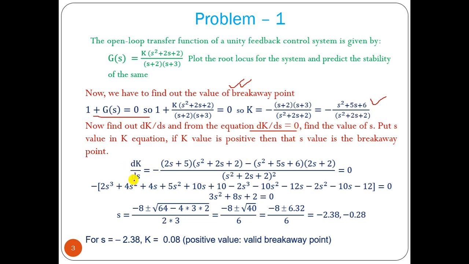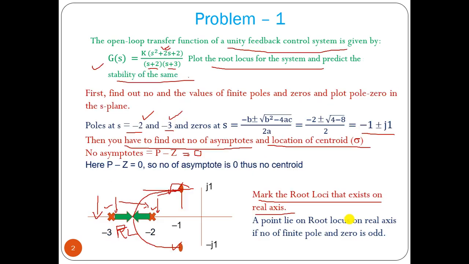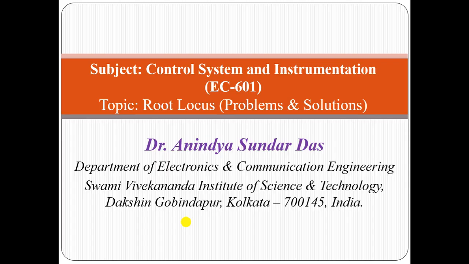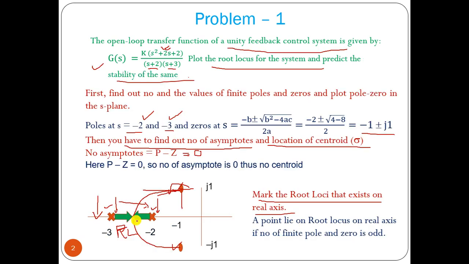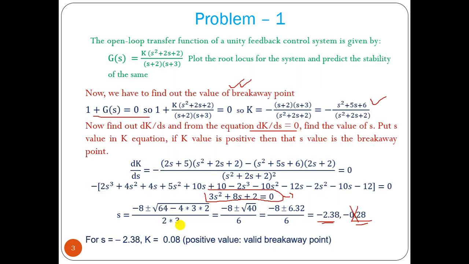If you solve dk by ds equal to 0, we will get this equation, from which we can find the value of s. We got two values of s. Now which one is the valid breakaway point, we can find by looking at this root locus. At minus 0.28 we don't have a root locus path, so that should not be the valid breakaway point. Minus 2.38 is somewhere here, so this should be the valid breakaway point.